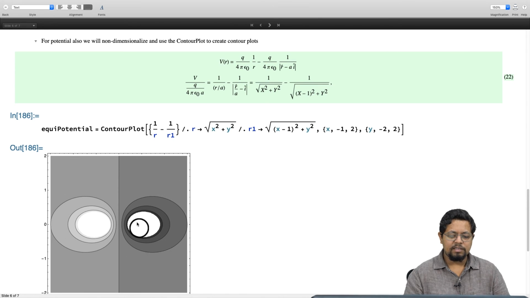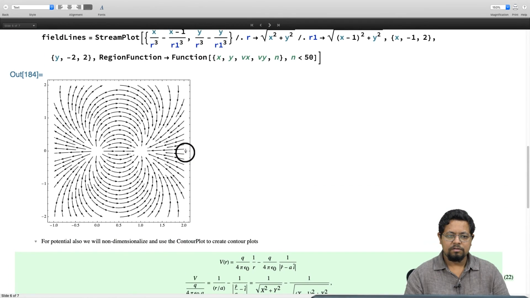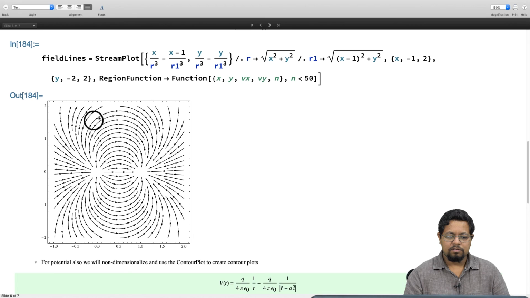These contours are showing my equipotential surfaces, or lines of contours of equipotential. Over here, I've got the stream plot, or electric field lines plot, for the dipole, which I have defined as field lines. This plot is called field lines because I have assigned it to the variable field lines. So let me go ahead and execute this again.